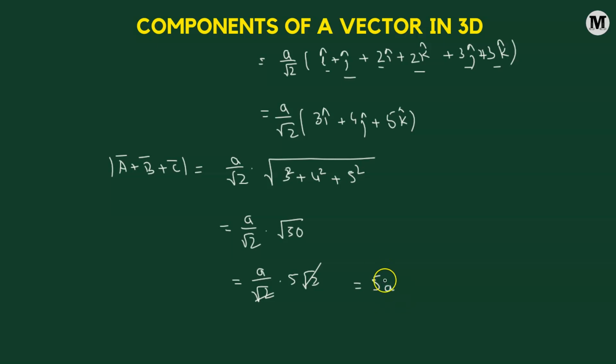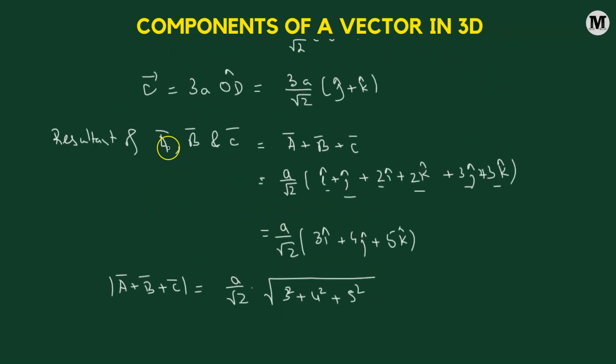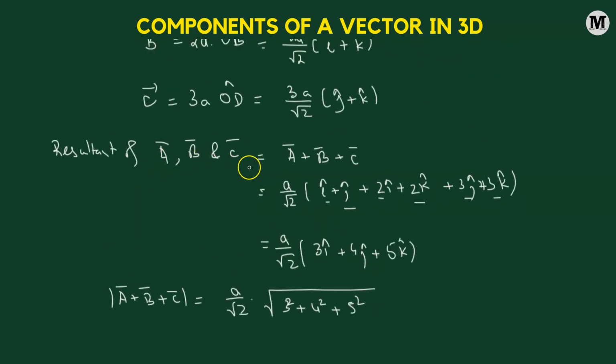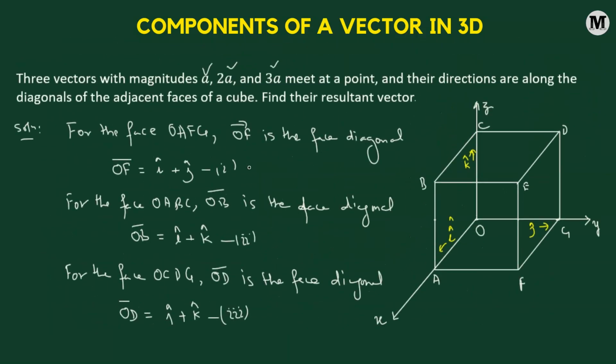So that means the magnitude of the resultant of the vectors A, B and C, such that A has a magnitude of A, B has a magnitude of 2A and C has a magnitude of 3A, gives us 5A. And it's given here that A vector, B vector and C vector are along the diagonals of the adjacent faces of a given cube.